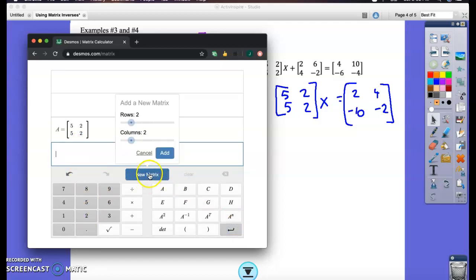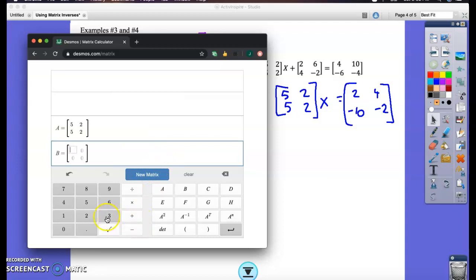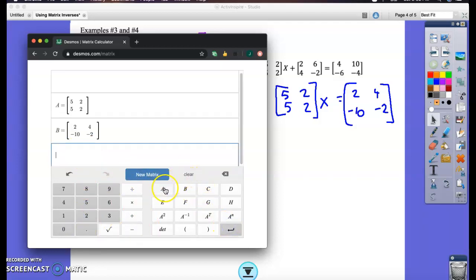And then I'm going to put a second matrix in. And it's going to be 2, 4, -10, -2. And here's where the excitement is going to happen. I'm going to hit A inverse to start solving this problem, and this guy pops up. I could even hit B if I wanted to.